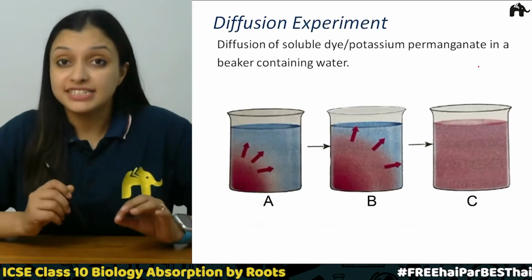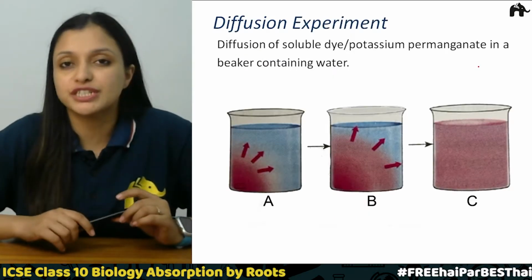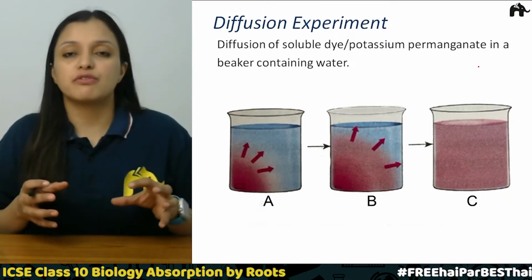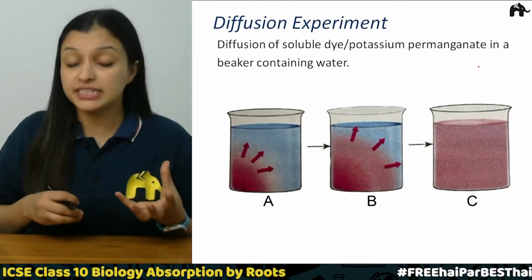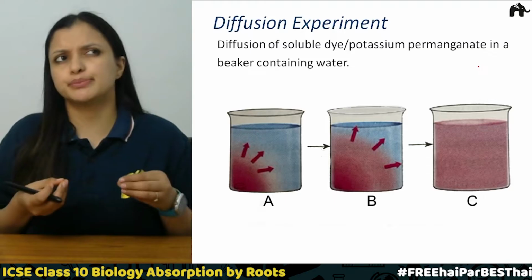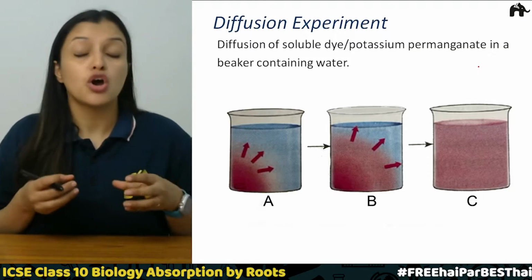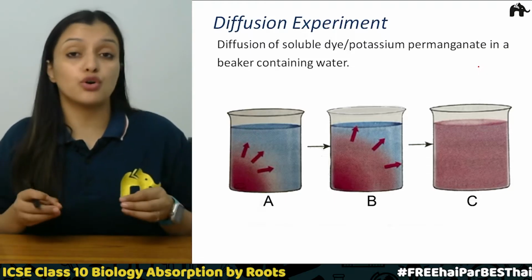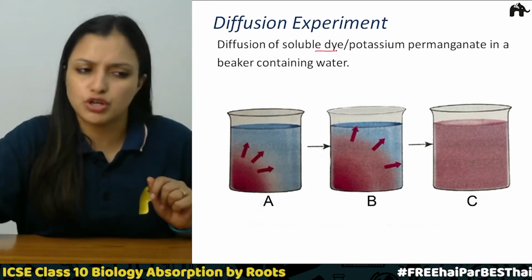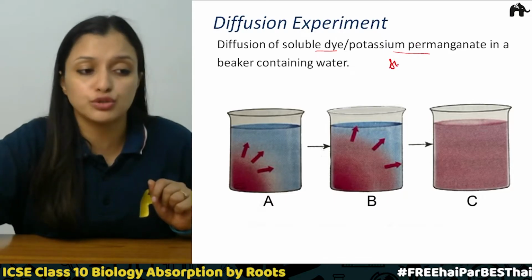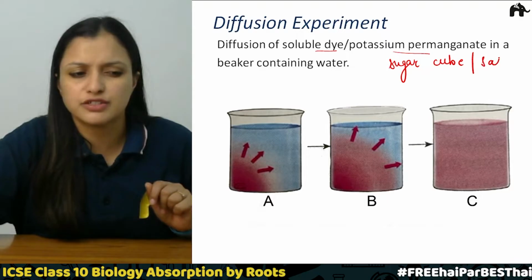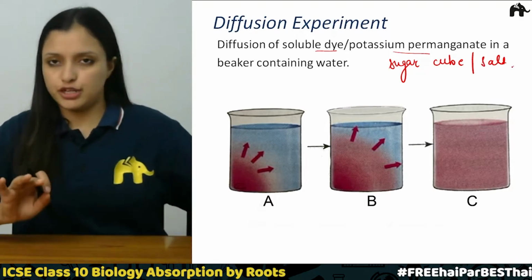So now let us understand this phenomena of diffusion with a simple experiment. In this experiment, we have taken a beaker, and inside the beaker we can put, say, sugar, a little amount of salt, or we can use a soluble dye, or potassium permanganate, right? So for the diffusion, you can use a soluble dye, potassium permanganate, a sugar cube, or salt. You can use any of them, right?